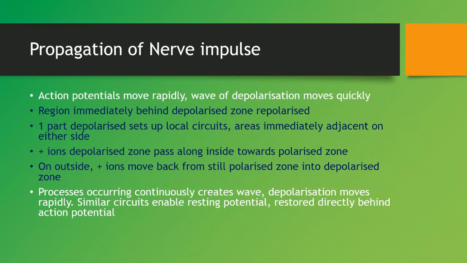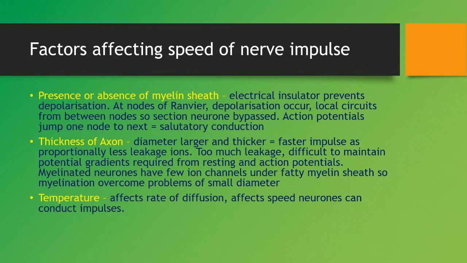Processes occurring continuously will create a wave, and depolarization will move rapidly. Similar circuits will enable a resting potential, which is restored directly behind an action potential. There are different factors that affect the speed of a nerve impulse, such as the presence or absence of the myelin sheath, an electrical insulator preventing depolarization. So whenever the myelin sheath is on the axon, an action potential cannot occur, and this is why nodes of Ranvier are present, because they allow depolarization to occur.